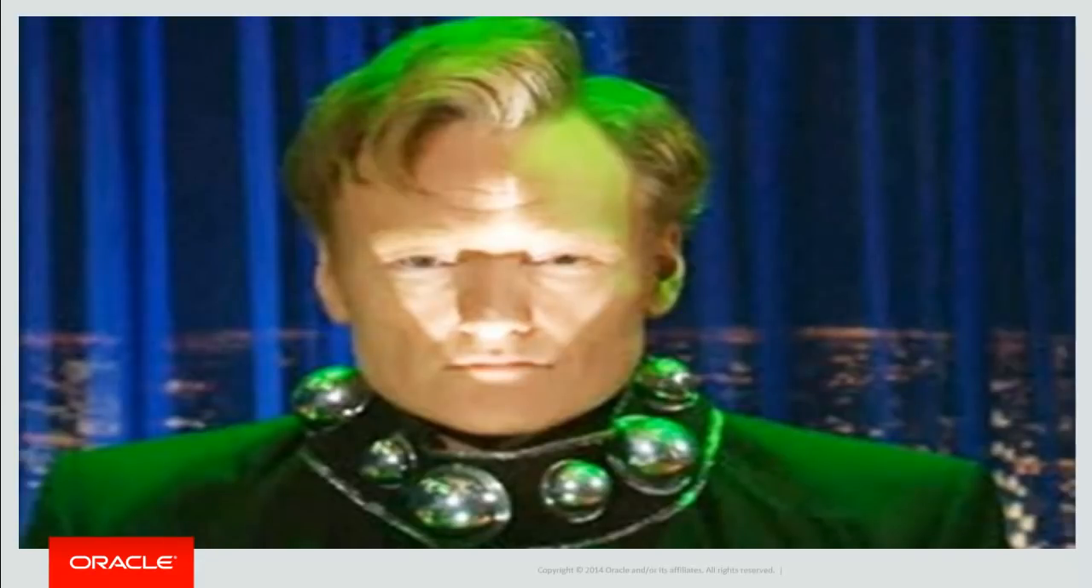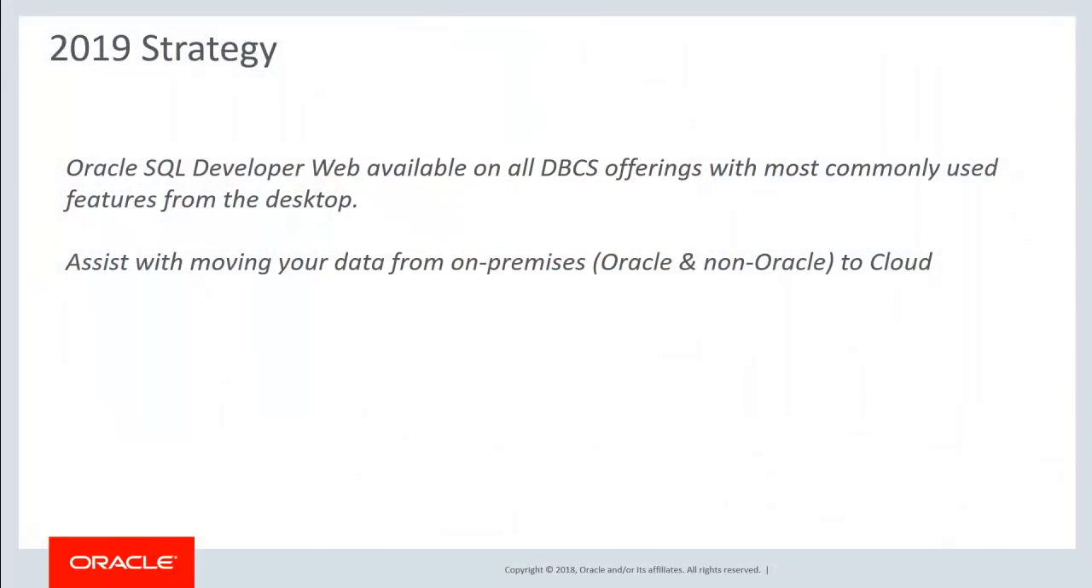All right, so that's what we've done in 2018. What do we have to look forward to in 2019? This was my favorite bit Conan O'Brien had back before he left NBC. It was called "In the Year 2000," and what I'm going to do is say, "In the year 2019, this is what you have to look forward to."